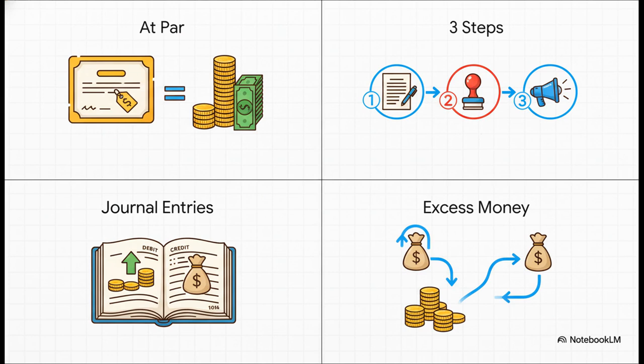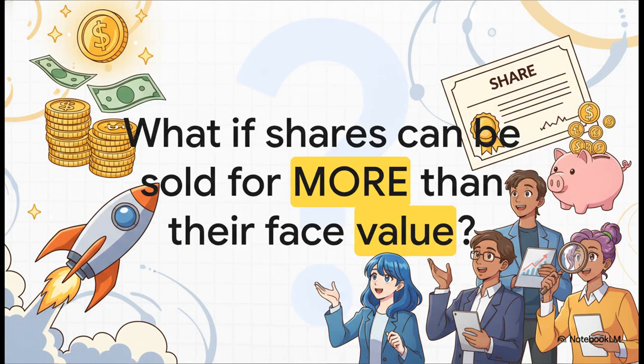So let's just do a quick recap of the key points. First, at par just means selling shares at their printed price tag or face value. Second, the whole thing is a three-act story: application, allotment, and calls. We saw how each of those stages has its own journal entries to track the money, and we learned how companies handle that good problem of getting too much application money. So we've totally nailed down the process for issuing shares at their face value.